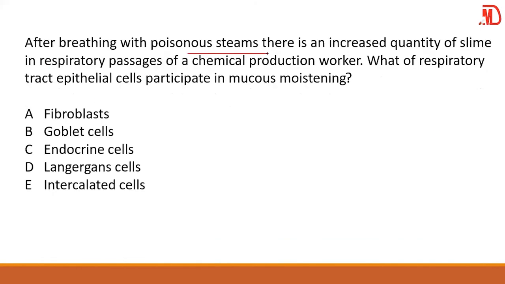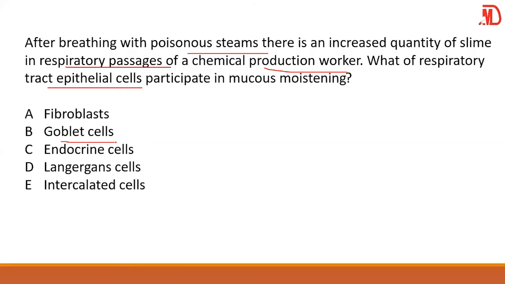After breathing in poisonous fumes, there is an increased quantity of slime in the respiratory passages of a chemical production worker. What respiratory tract epithelial cells participate in mucus moistening? And your answer is, of course, goblet cells. And these are simple columnar epithelial cells inside the trachea, the bronchi, and the large bronchioles. And the main function of the goblet cells is to secrete what? Mucus. And this mucus does what? It protects the mucous membrane at the places where it is found.